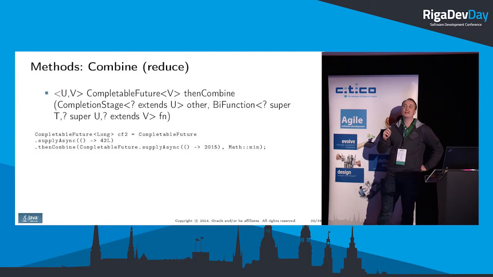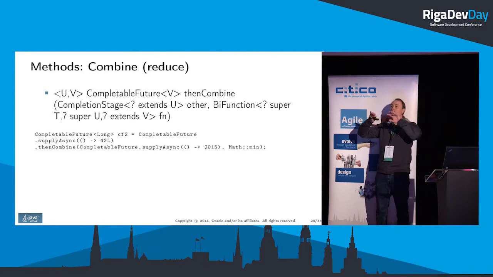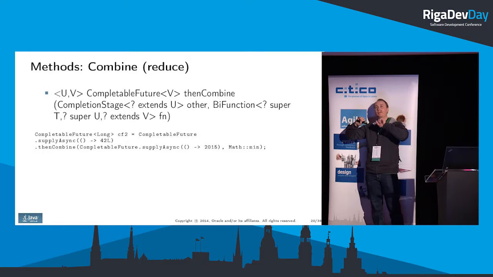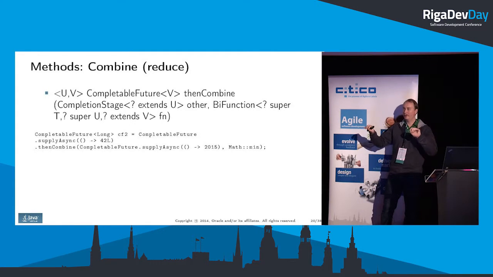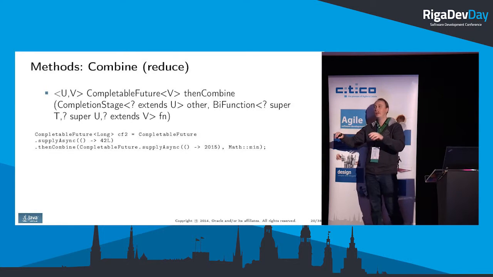supplyAsync is a function that does submission. Submit, and then we just submit a second calculation. So we submit, and it will be completed after their completion. So we submit two tasks, and we submit a third task that consumes their results.